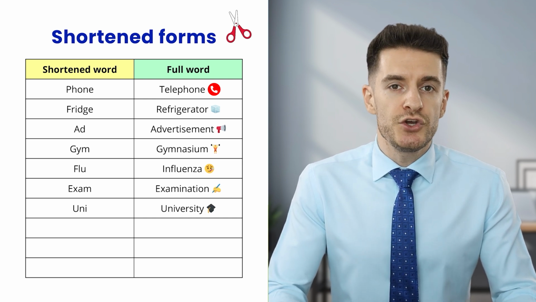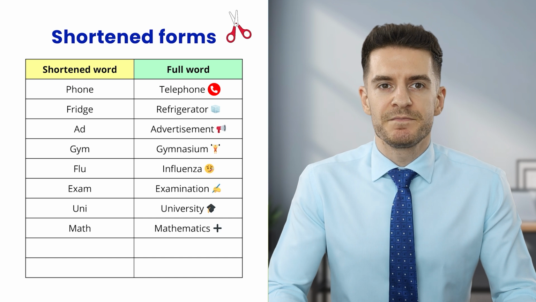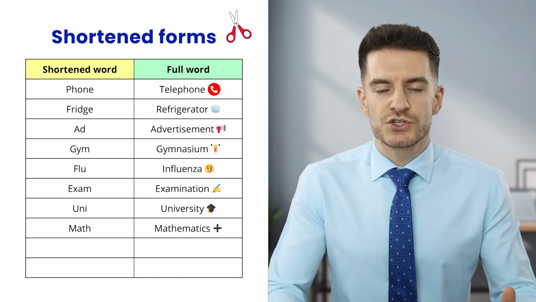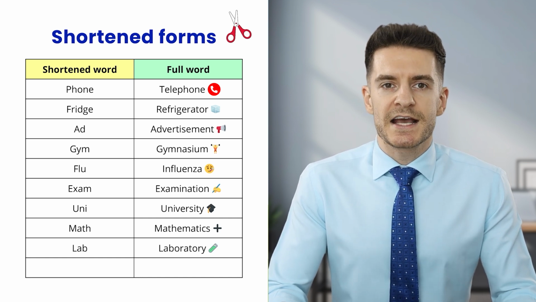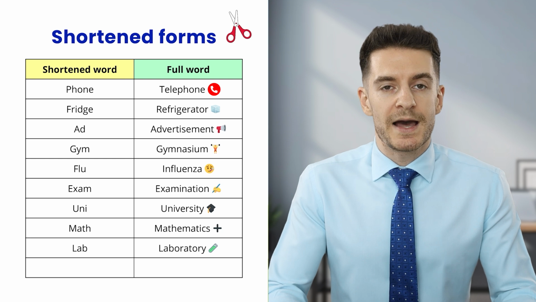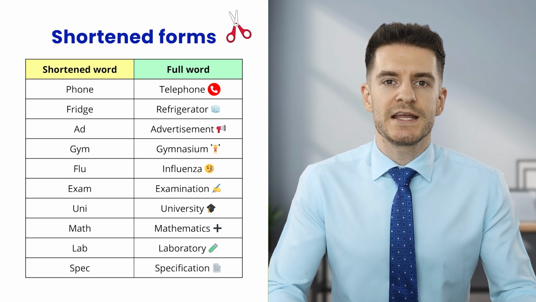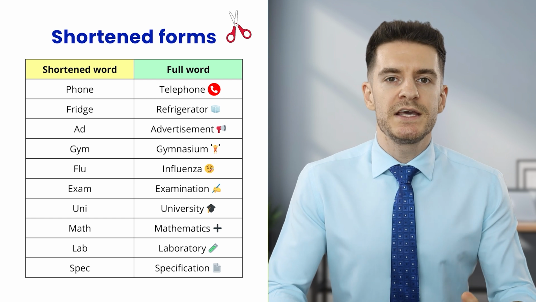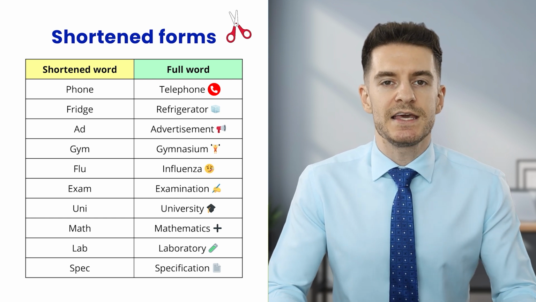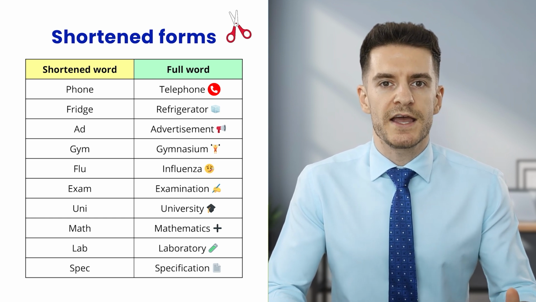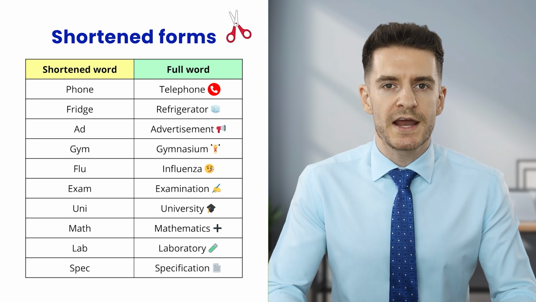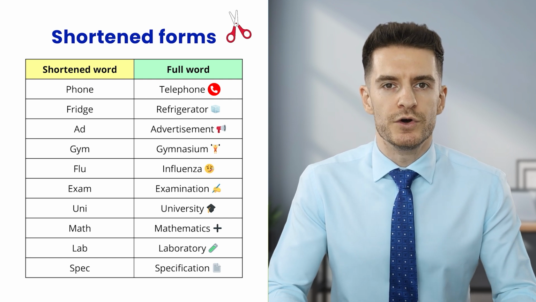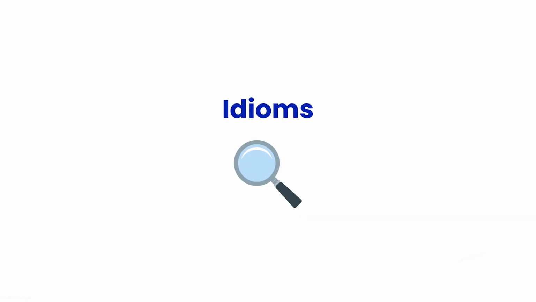The next one is uni, that's short for university. The next one is math, that's short for mathematics. The next one is lab, that's short for laboratory. Finally, the last one is spec, that is short for specification. Now, please note that you can say the shortened forms in IELTS speaking, but for IELTS writing, you should be writing the full words. The next type of vocabulary you should avoid is idioms.